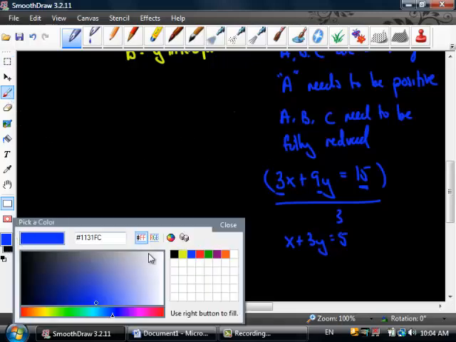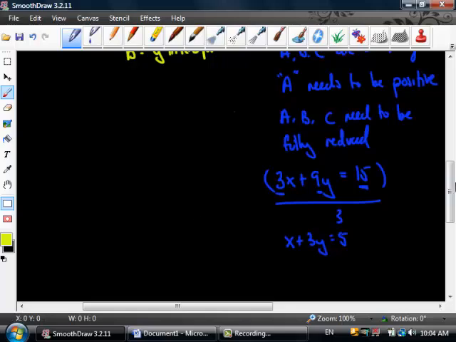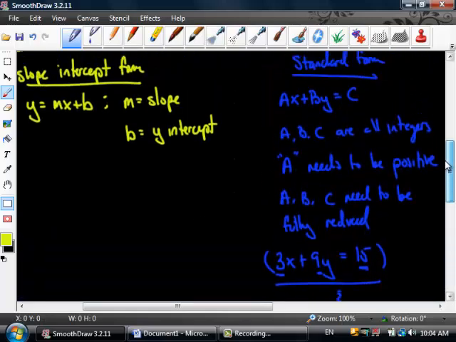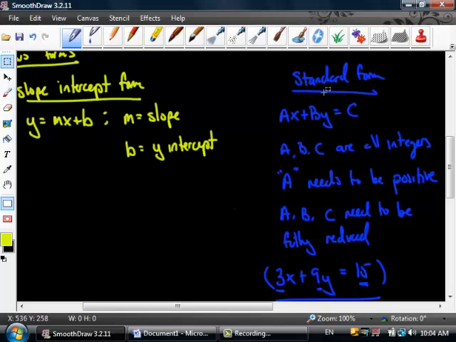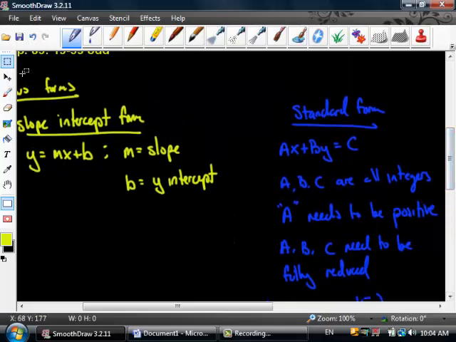All right. So where are we going with this? Let's convert from, let's see here. Can I erase all this stuff here? Yeah, get rid of it.